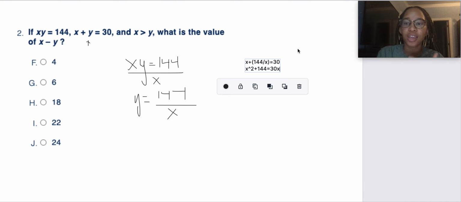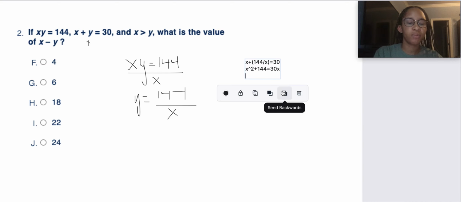Because the goal here is to isolate the x, so we can say x equals whatever. Since we have an x on both sides, and especially because we have this x in the denominator, it just makes sense to multiply this whole thing by x. We can get rid of that x in the denominator. So after I multiply the whole thing by x, we would subtract that 30x from both sides. So we would get x squared minus 30x plus 144 equals 0.